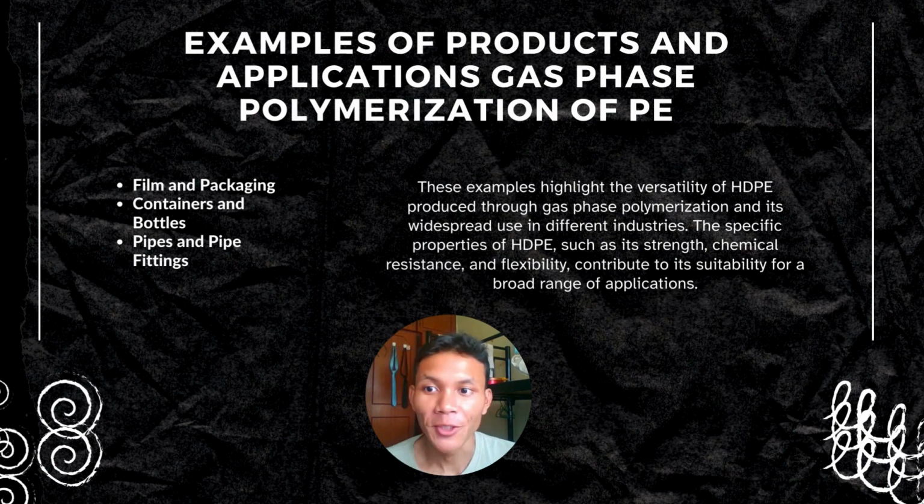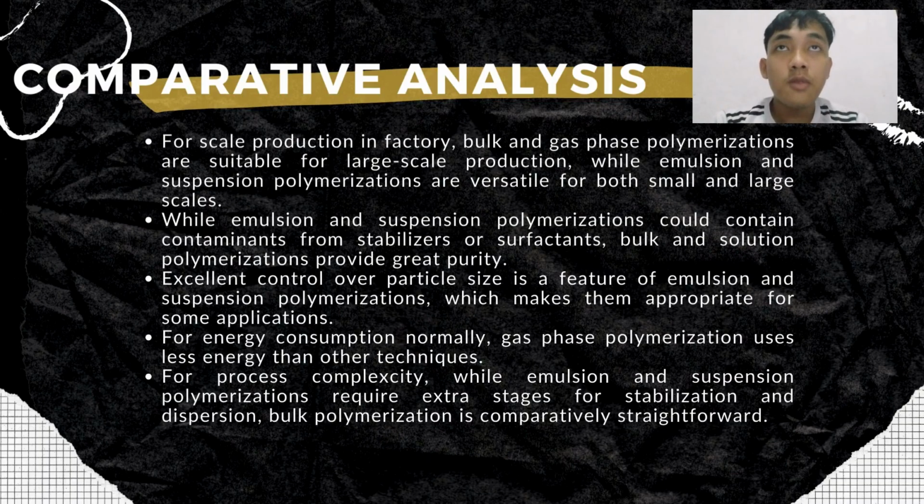We have the film and packaging, containers and bottles, and also pipes and pipe fittings. These examples highlight the versatility of HDPE produced through gas phase polymerization and its widespread use in different industries. The specific properties of HDPE such as its strength, chemical resistance, and flexibility contribute to its suitability for a broad range of applications. I want to explain to you about the comparative analysis based on five methods of polymerization.